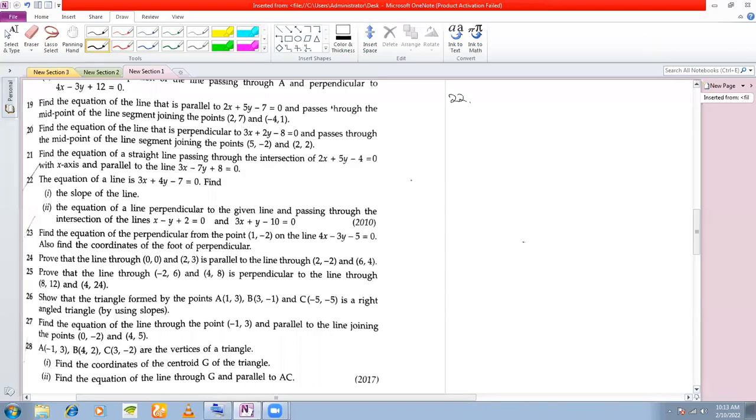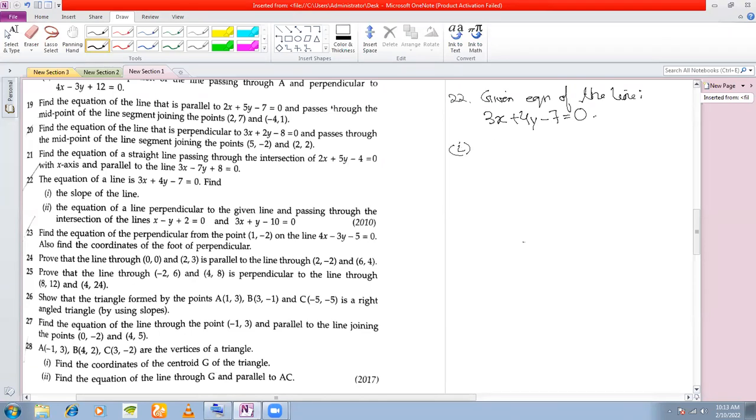Question number 22 states here, the equation of a line is 3x plus 4y minus 7 is equal to 0. So the given equation of the line is 3x plus 4y minus 7 is equal to 0. This is the given equation. Now, the first question is, find the slope of the line.